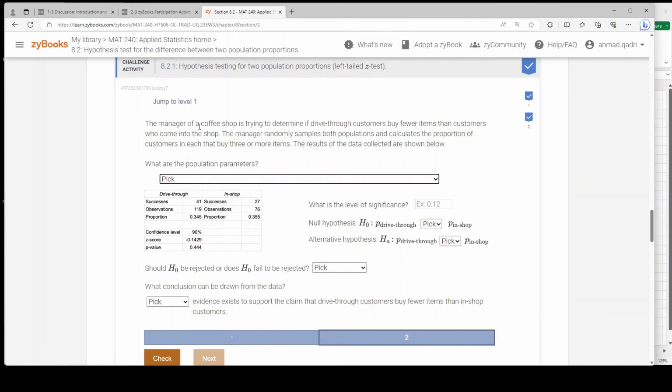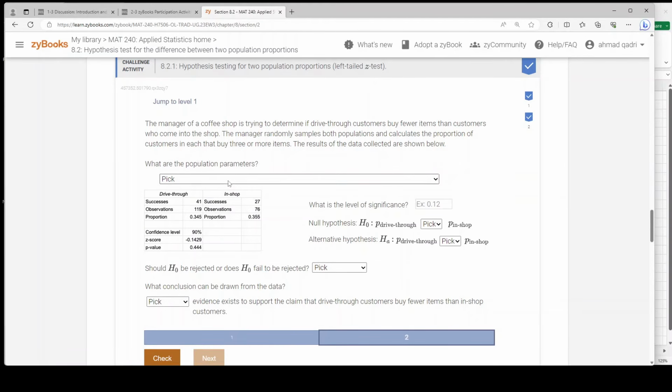The manager of a coffee shop is trying to determine if drive-through customers buy fewer items than customers who come into the shop. So the manager randomly samples both populations and calculates the proportion of customers in each that buy 3 or more items. So that's the definition of the proportion. It's the number of customers that buy 3 or more items divided by total number of customers in the sample. The results of the data collected are shown below.